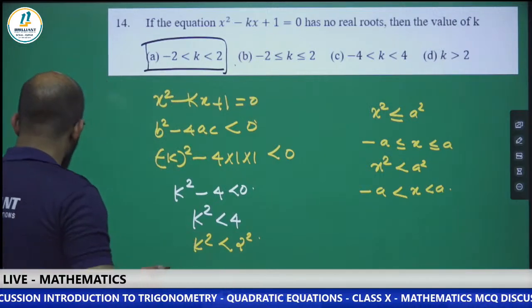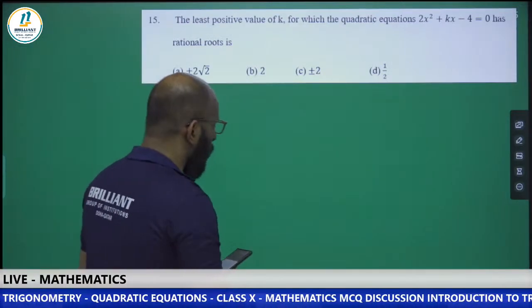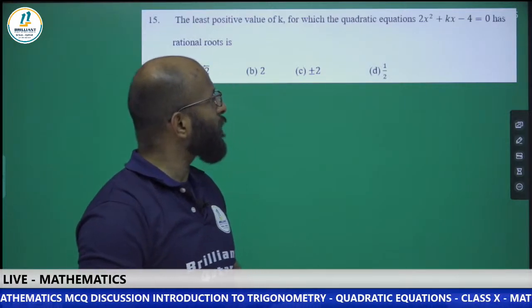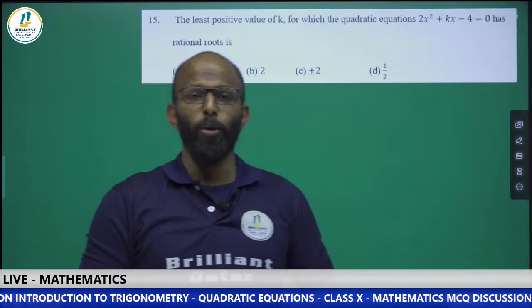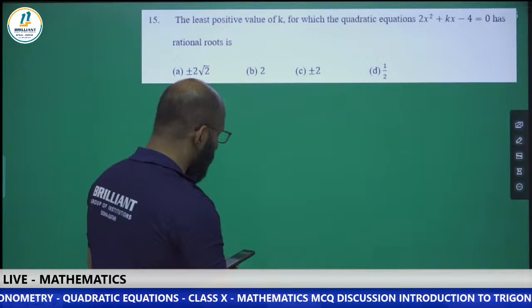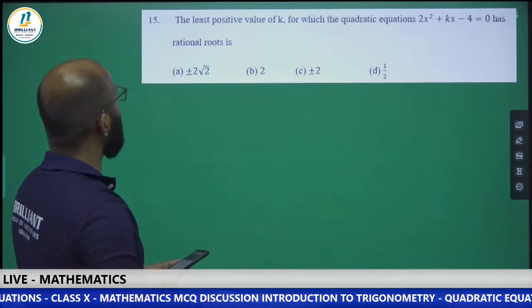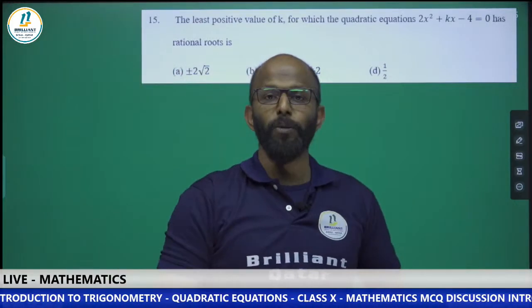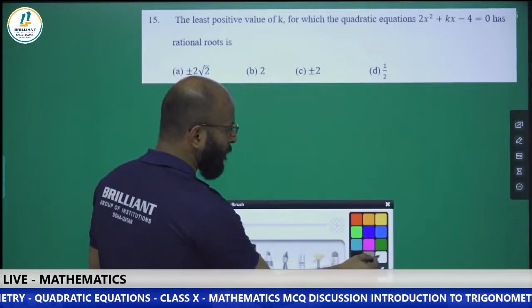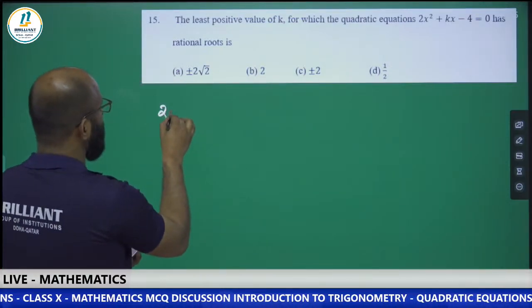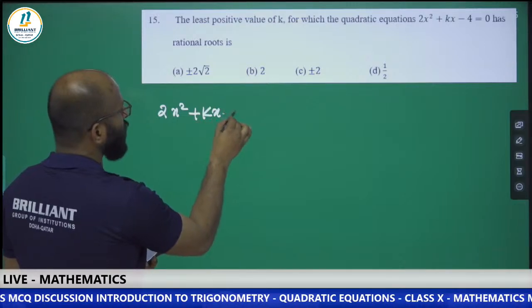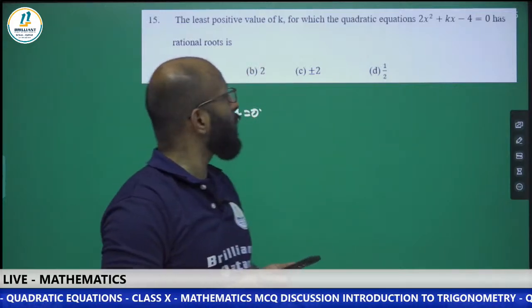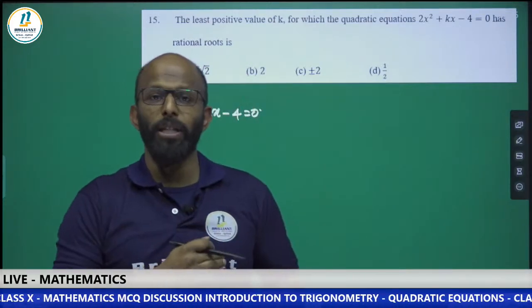We'll move to question number 15. The least positive value of k for which the quadratic equation 2x square plus kx minus 4 is equal to 0 has a rational root. Guys, please be very careful with this one, it is a very important question. So how can we solve this one? We need to find the least positive value of k for which this quadratic equation has a rational root.